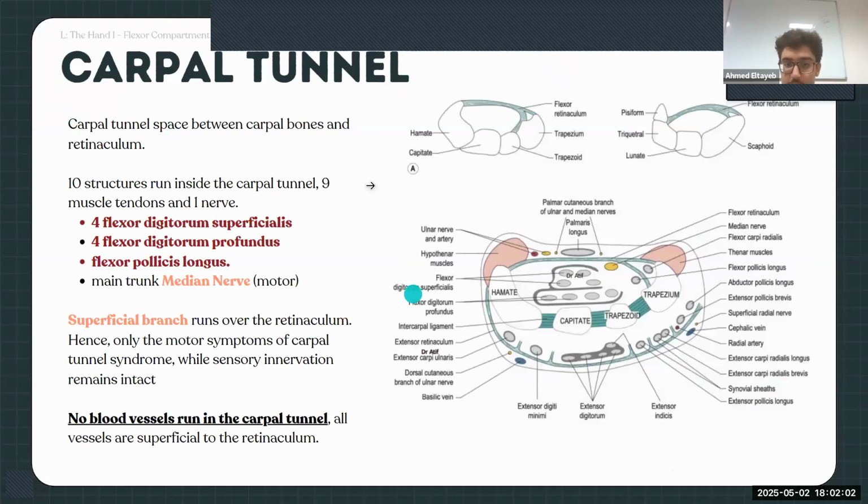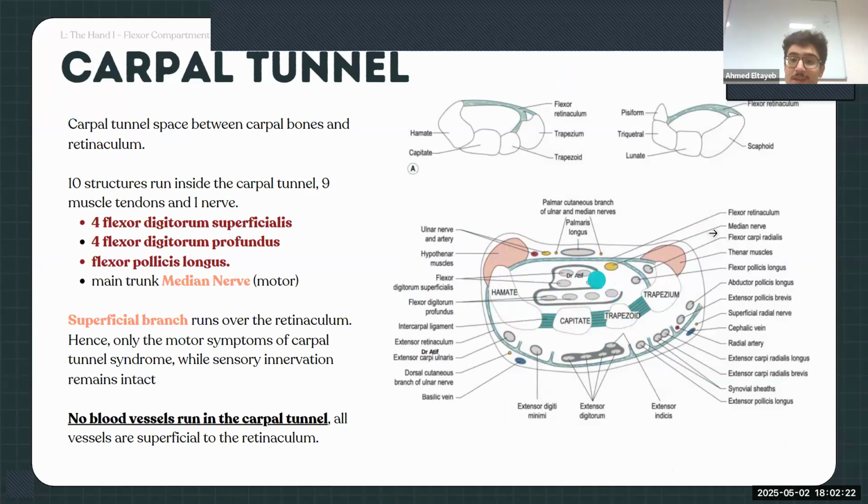Carpal tunnel. It's very high yield. It's very important, and it's very simple. So straightforward. You have 4 bones, or the carpals, making the floor of it, and you have the flexor retinaculum making the roof of it. So this is the tunnel now, and coursing through it are 10 structures. You have 9 tendons and 1 nerve.